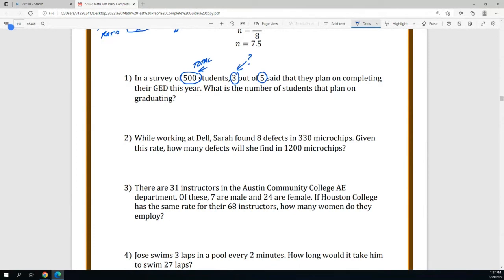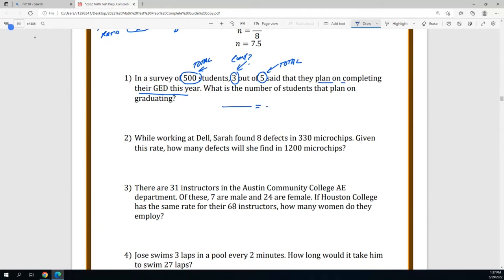Hopefully you can use the information and go, well, it's the 3 out of 5, and it says these are the ones that plan on completing their GED this year. So the 3, these are the people that want to complete. And the 5, well, that's your total too. They asked, if I ask 5 people, 3 will say, I want to finish my GED this year. So let's go ahead and build this proportion.